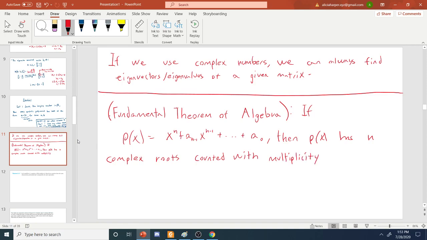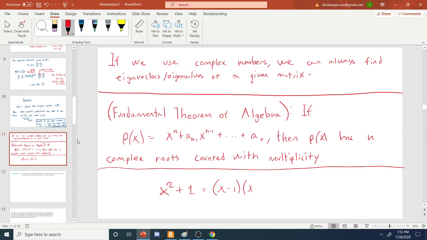So this is a very hard thing to prove, even though we call it the fundamental theorem of algebra. But it has a lot of applications. For example, if you consider the polynomial x squared plus 1, you can tell that this has no real roots because it's always greater than or equal to 1. But it does have complex roots, namely it factors as (x minus i) times (x plus i). So even though this thing doesn't have real roots, it still has complex roots. In fact, 2 complex roots.